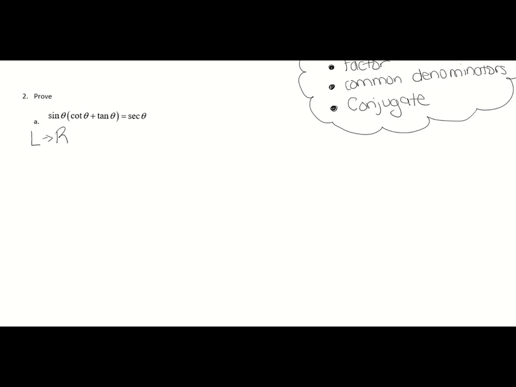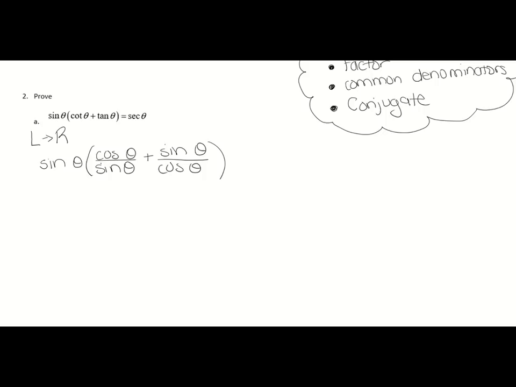And I cannot now touch secant theta at all. So secant theta is set. And I will manipulate sine theta times cotangent theta plus tangent theta. Now, if I look at my go-tos, one of the things that pops out to me is that one of them is in sine and the other two are not. So I will change cotangent and tangent to sine and cosine. So I will have sine theta over, cotangent is cosine theta over sine theta. Tangent theta is sine theta over cosine theta.